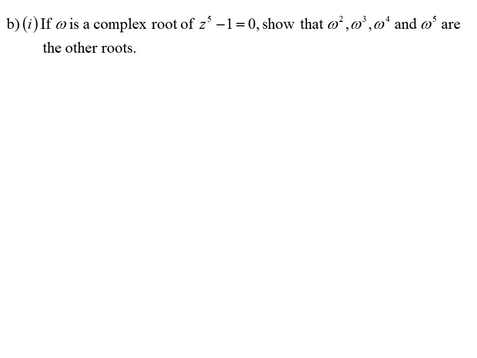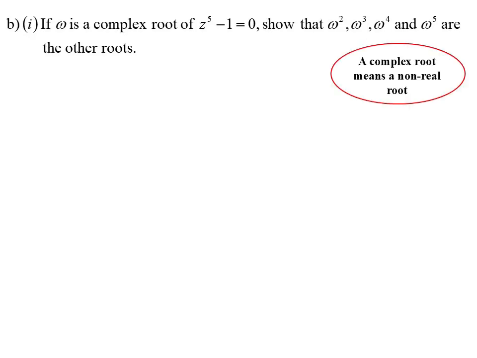Omega is a complex root of z to the power of 5 minus 1 equals 0. Show that omega squared, cubed, power of 4, and power of 5 are the other roots, because we know there's going to be 5 all up. When they say complex root, they're actually meaning non-real. Even though 1 is a complex number, they're talking about the non-real ones. So if you see them say a complex root.